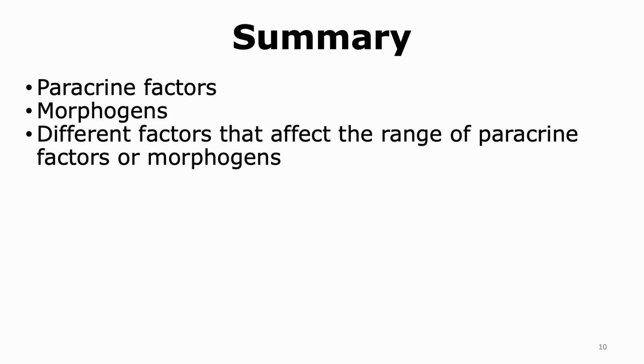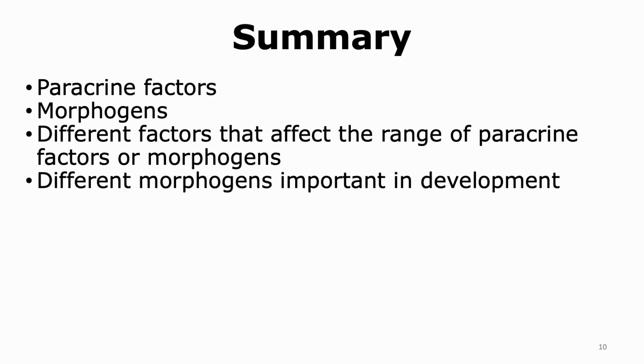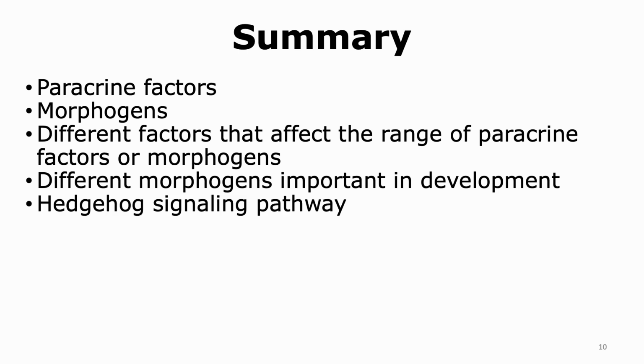With this, we come to an end of our talk where we learned about paracrine factors and morphogens, as well as different factors that can affect the range of these paracrine factors and morphogens, as well as different types of morphogens that play a role in development. We then concentrated on the hedgehog signaling pathway.